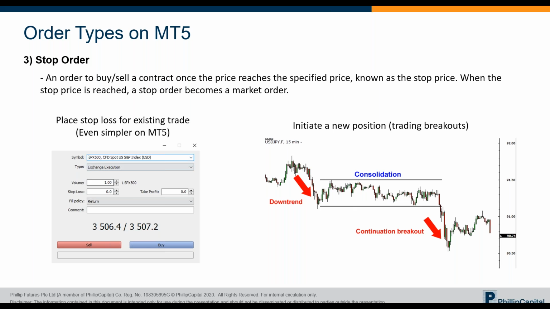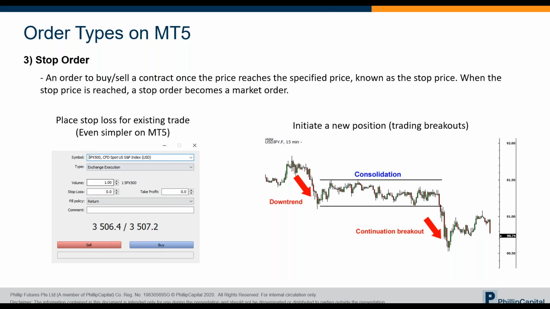Just some background on breakouts. A breakout happens when a stock or index price breaks through a defined level of support or resistance. Usually when a strong support level or strong resistance is broken through, volatility tends to increase, and then prices usually trend in the breakout's direction.